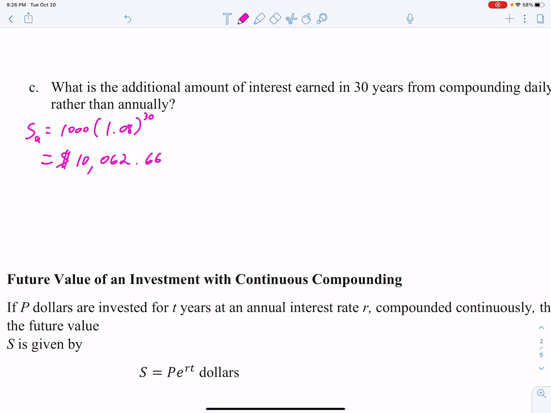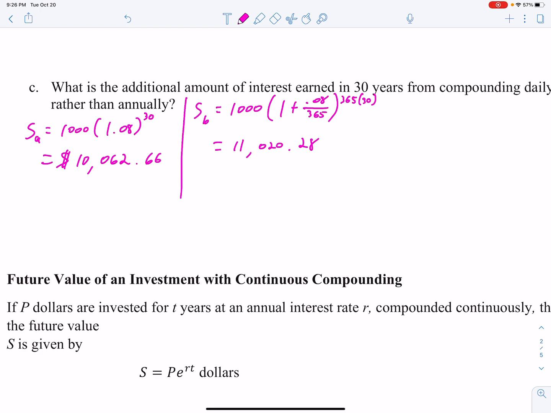Okay. All right, so we'll hold on to that one here. Let's do the future amount for B. In other words, the daily compounded interest. So that's 1,001 plus 0.08 over 365, times 365 times 30, 30 years. If you punch that into your calculator correctly, again, watch PEMDAS, you should get $11,020.28.